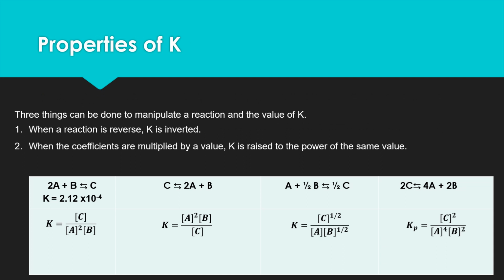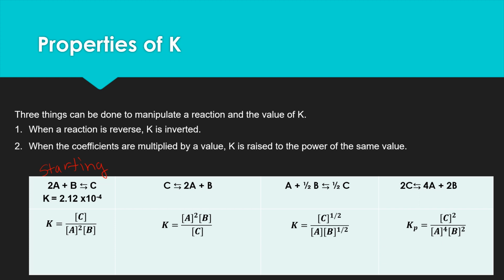Okay, now we're going to take a look at properties of our equilibrium constant and 3 ways we can manipulate a reaction and how that corresponds to its equilibrium constant. First, we're going to talk about reversing a reaction. If a reaction is reversed, K is inverted. What does that look like? We've got our starting reaction here. This is what we're going to keep referring back to, to see what change is made.